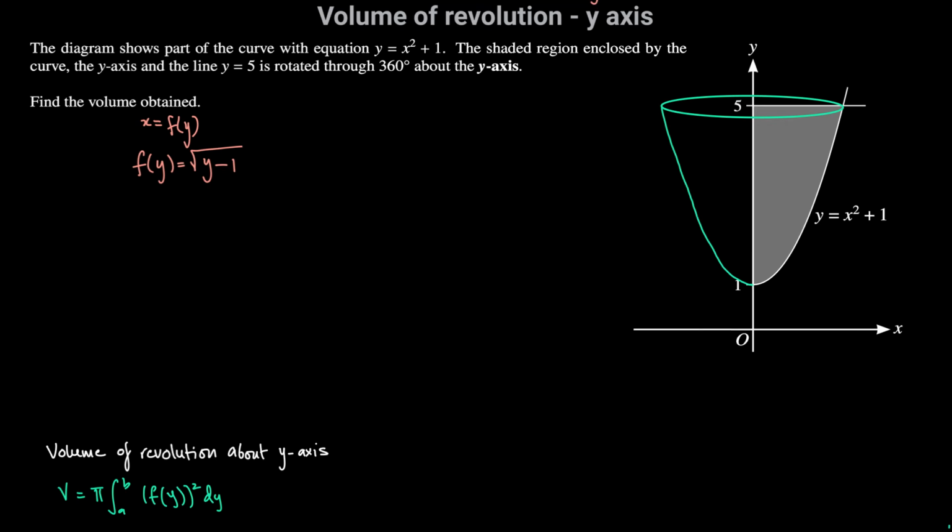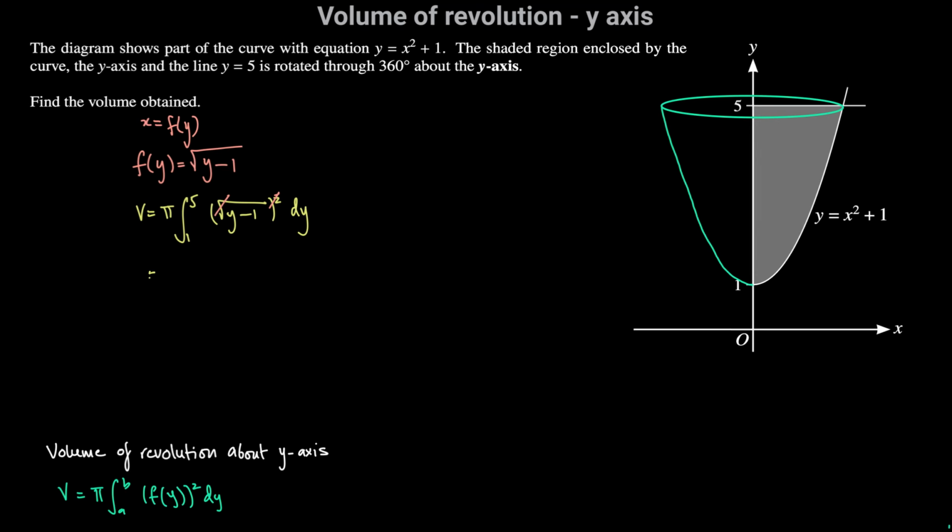So then let's evaluate this integral to find the volume of the shape. We can say that the volume V is equal to pi times the integral from y equals a to b, so that is from y equals 1 to y equals 5 of f of y, the whole thing squared, so that is the square root of y minus 1, the whole thing squared, with respect to y. Here the square root of y minus 1, the whole thing squared, is simply y minus 1. So we're integrating y minus 1 with respect to y.